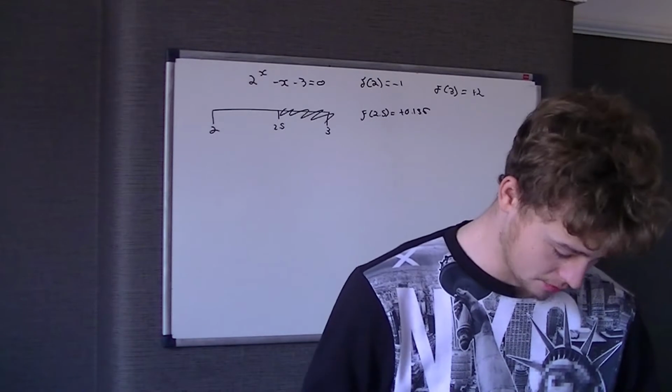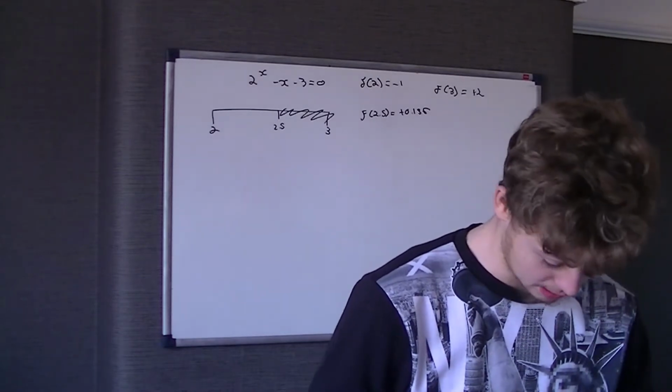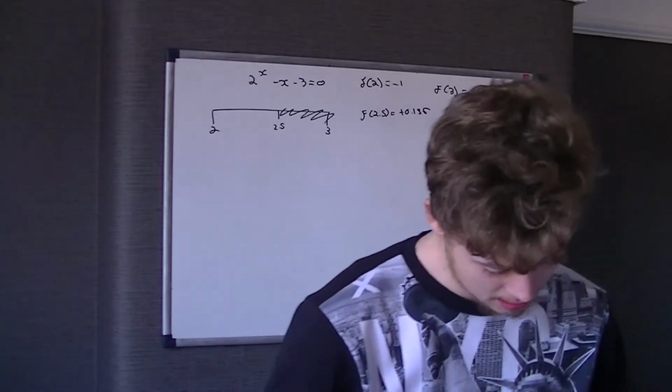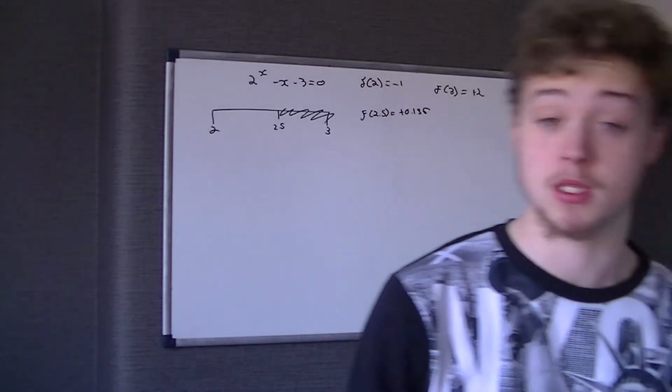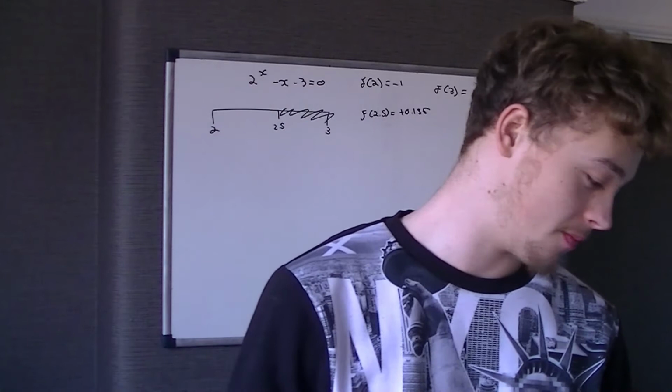Okay, now we know it lies between 2 and 2.5, but obviously we've got to give it to a certain degree of accuracy. Now, because this is straight out of my class book, it doesn't specify, it just says find the first and second approximation to x, which I assume is the first and second decimal place or whatever, I don't know.